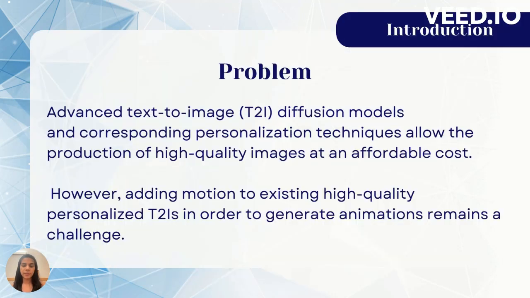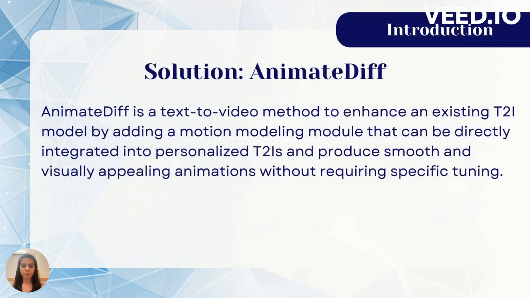So the problem that the paper is trying to address is that there are many advanced text-image diffusion models that allow personalization and essentially produce high-quality images at an affordable cost from text inputs. However, adding motion to these existing models in order to generate animations remains a challenge. The paper presents AnimateDiff as a solution.